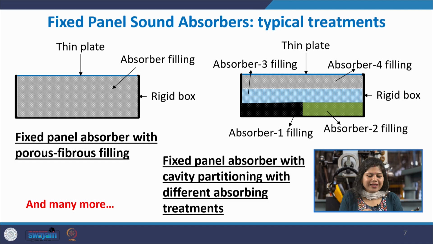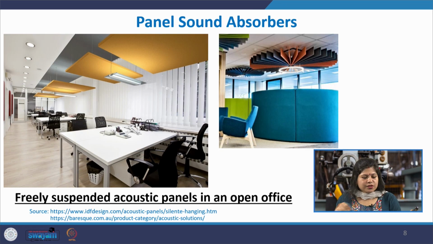Sometimes the entire cavity itself is filled with the absorber, and sometimes the cavity is partitioned. So, multiple different absorbers of different volumes are kept within this sealed cavity. So, this shows some of the examples.